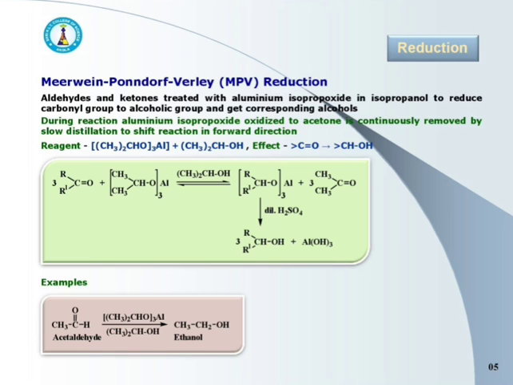See the first example. Acetaldehyde on MPV reduction using aluminum isopropoxide gives ethanol. The carbonyl group gets converted to alcoholic group, C=O to CHOH. This is an example of MPV reduction, that is Meerwein-Ponndorf-Verley reduction.